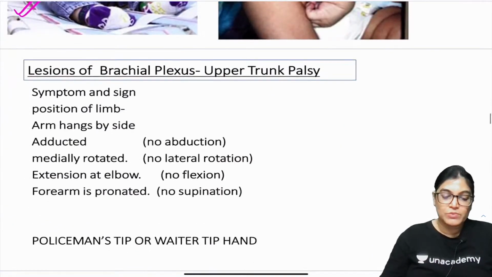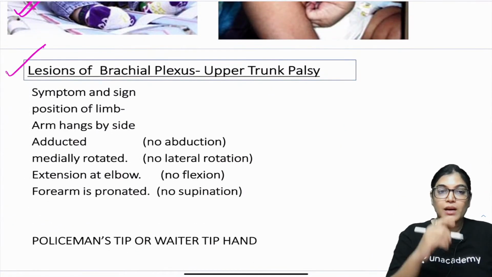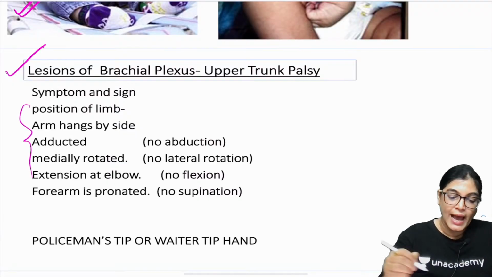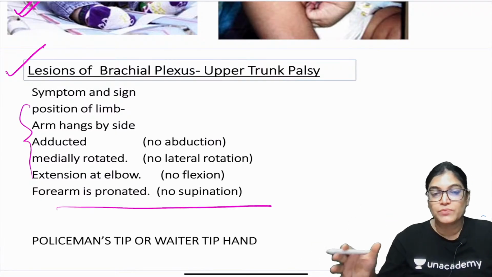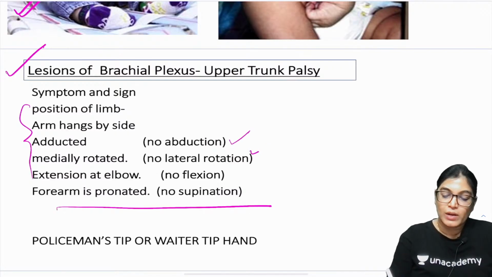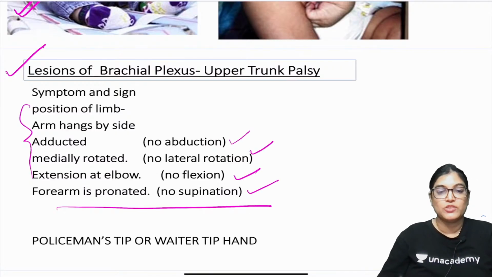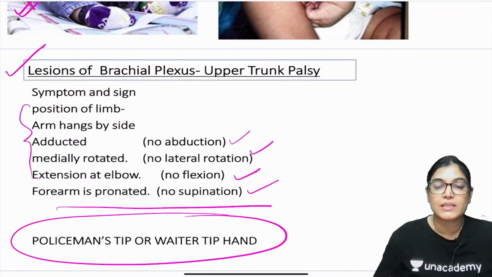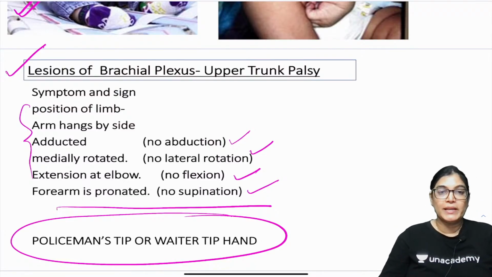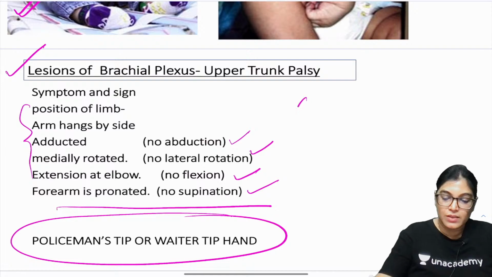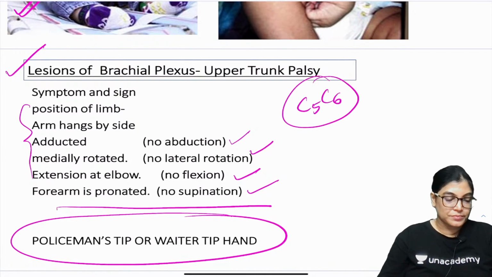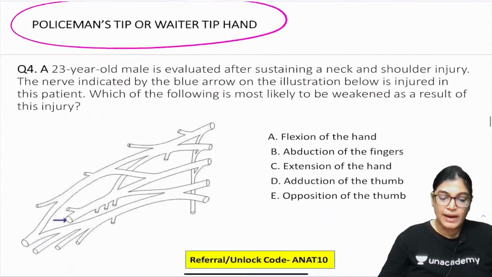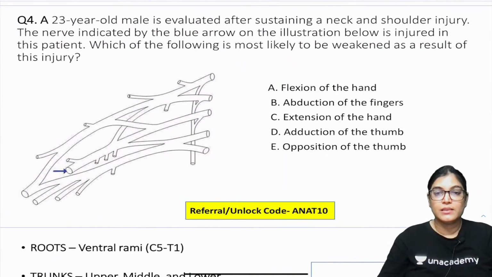So the signs and symptoms in upper trunk palsy: the arm will hang by the side, adducted, medially rotated, extended at the elbow, and the forearm is pronated. The functions affected: no abduction, no lateral rotation, no flexion, and no supination. This condition is called waiter tip or policeman tip deformity. Mainly C5 and C6 nerve roots are involved. Yes, absolutely right.